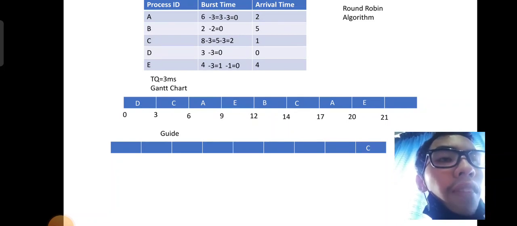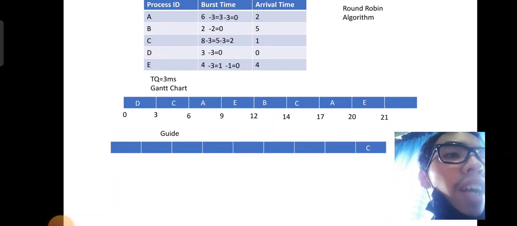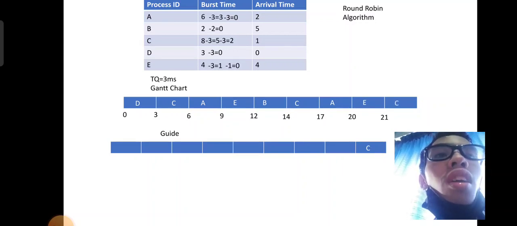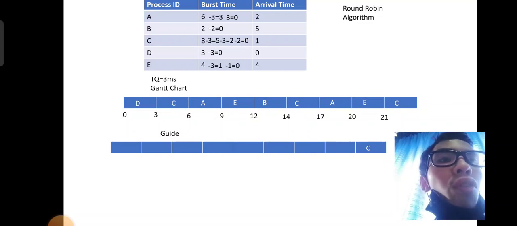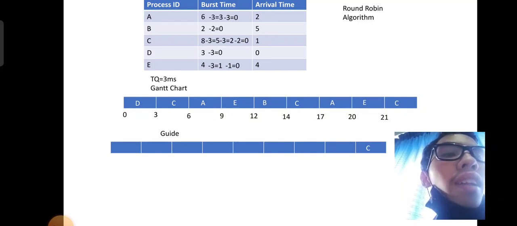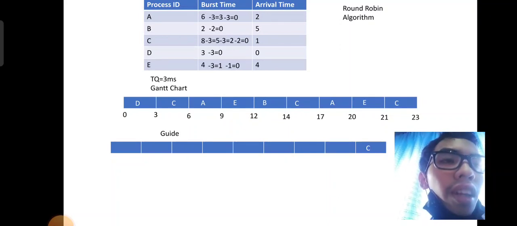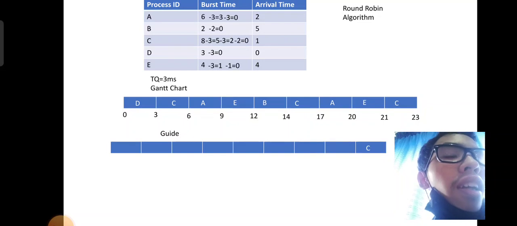Then after that, process C will enter the CPU. Then after that, in order to execute it, we will subtract the burst time of it by 2. So 2 minus 2 is equal to 0. So what we subtracted will be added to the time finish of process E. So 21 plus 2 is equal to 23. That is the time finish of process C in our Gantt chart. So here is our Gantt chart.